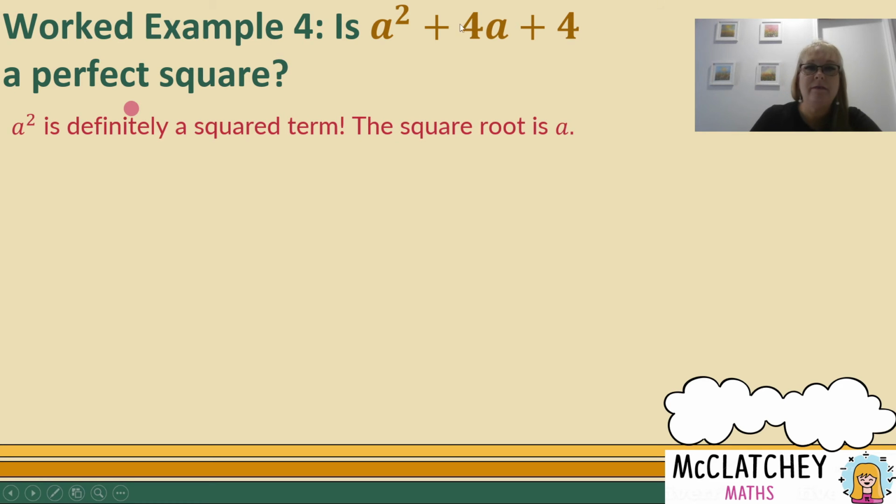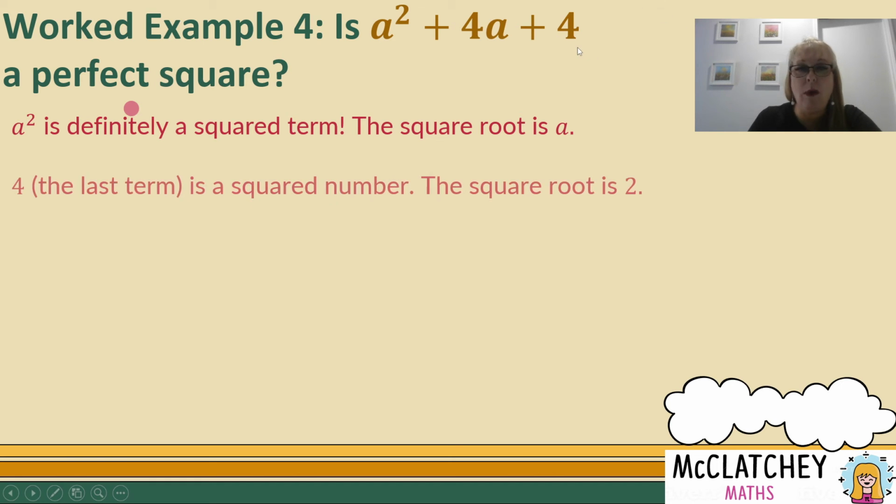Well, firstly, a squared is a squared term, and the square root is a. And this last number 4 is a squared number as well. The square root of that is 2. So my question is, are the first and the last term squared numbers? Yes. Okay, let's keep going.